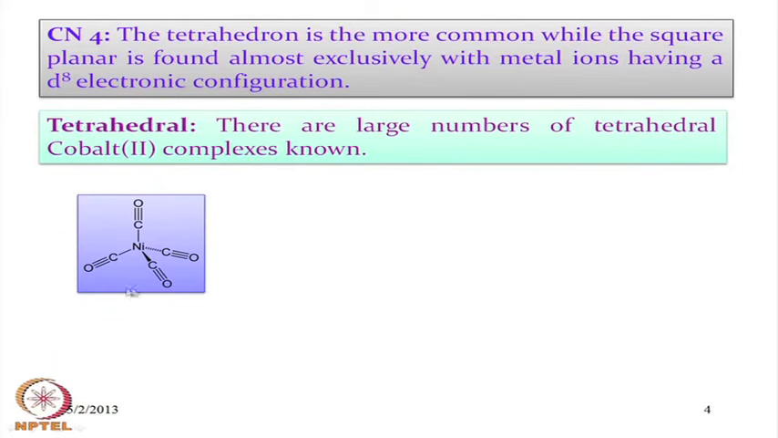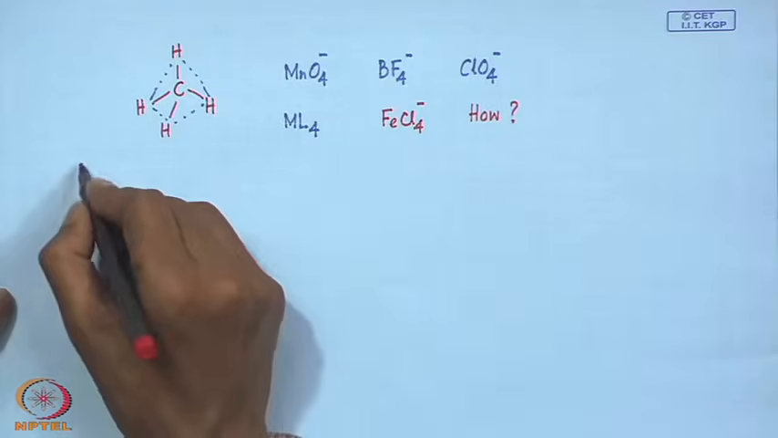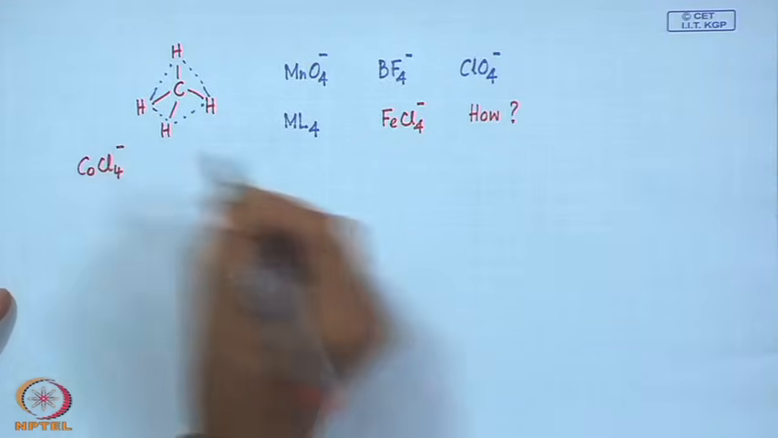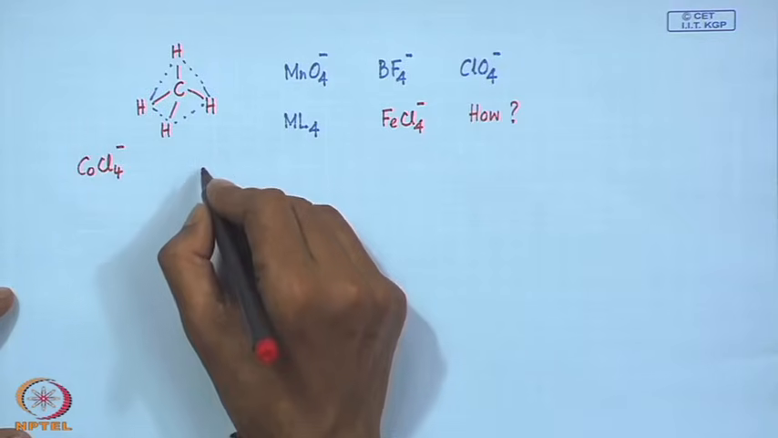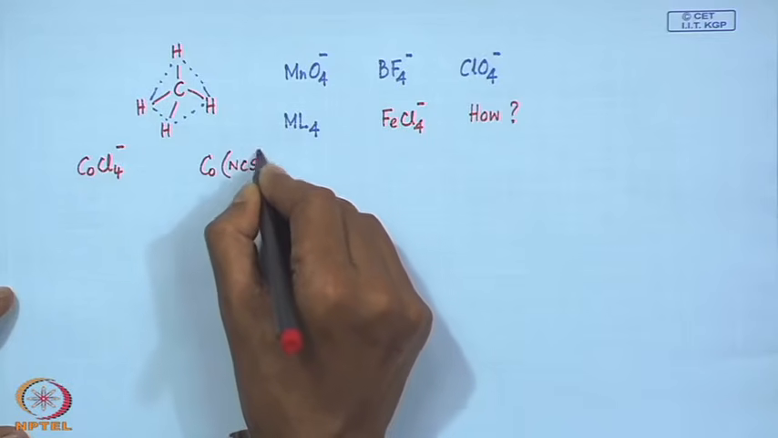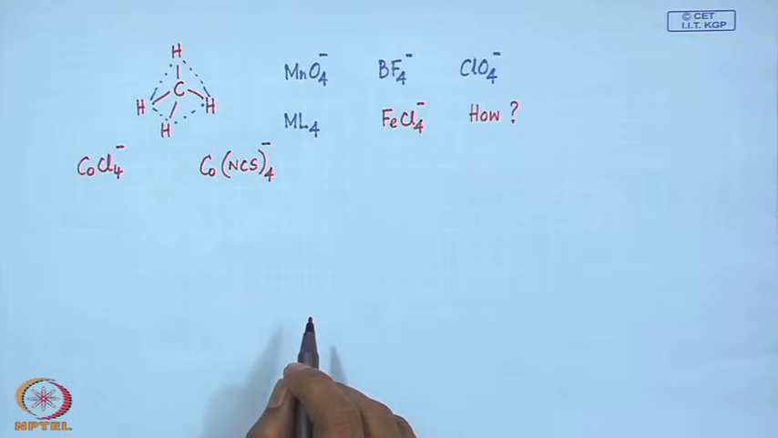And the well known example, we know the corresponding tetracarbonyl nickel, which is tetrahedral in structure, and also we can have the corresponding cobalt. This FeCl4 minus we have also seen similarly. CoCl4 is also tetrahedral in nature, then the cobalt tetrathiocyanate is also tetrahedral in structure.